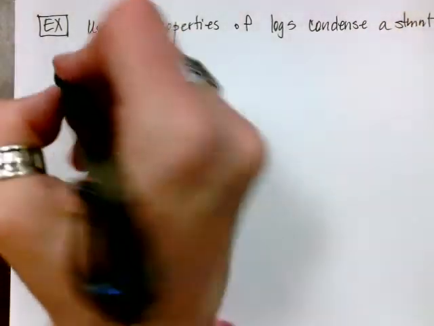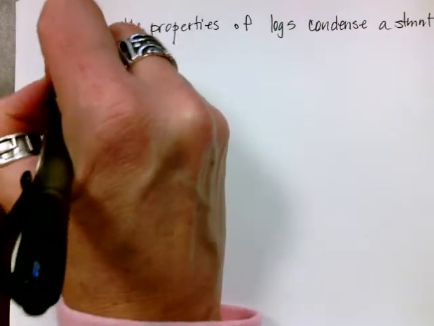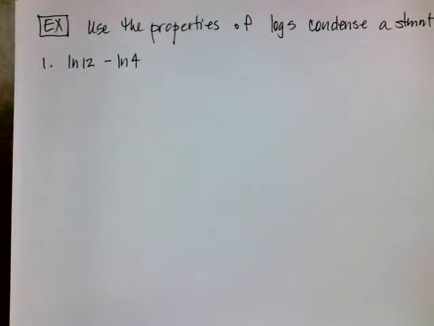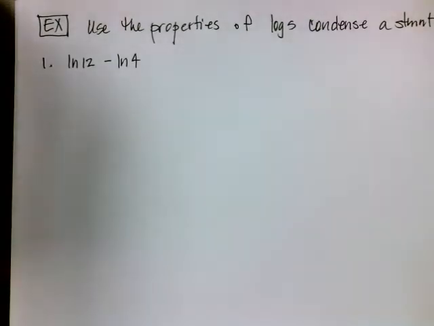All right, so first example, I have the natural log of 12 minus the natural log of 4. Now, the one thing that you do have to pay attention to is you can't condense a statement unless the bases are the same. Because if the bases are different, that creates a different type of problem.